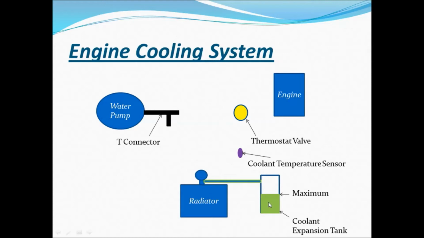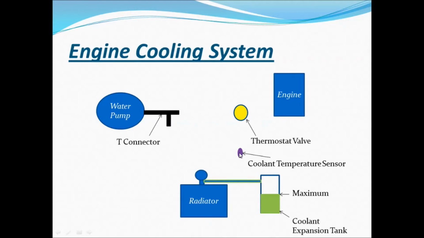The next component is the coolant expansion tank. The coolant expansion tank plays a role when the pressure inside the system is being reduced. Then comes the thermostat valve. The thermostat valve helps in regulating the pressure inside the cooling system and also in maintaining the engine at its operating temperature. The coolant temperature sensor is an electrical probe which is inserted into the coolant pipeline. This coolant temperature sensor sends signals to the ECU regarding the current temperature of the coolant.